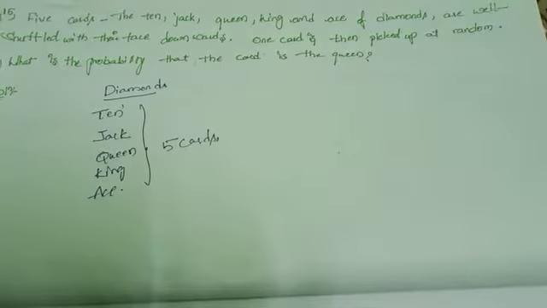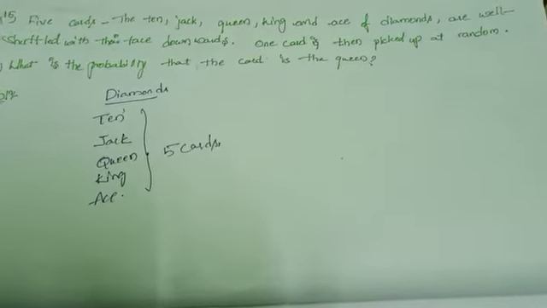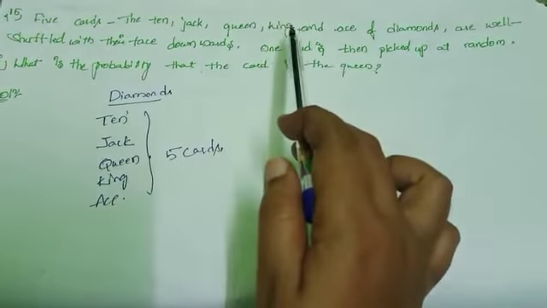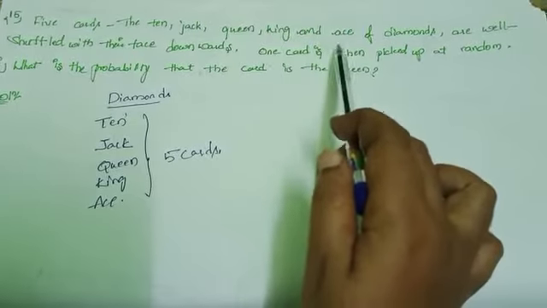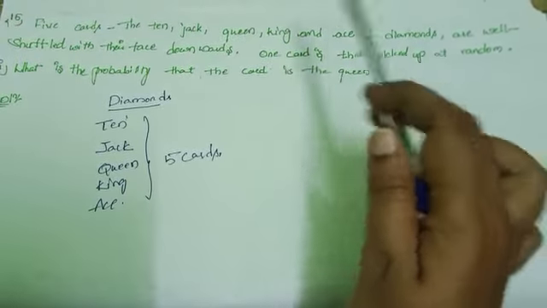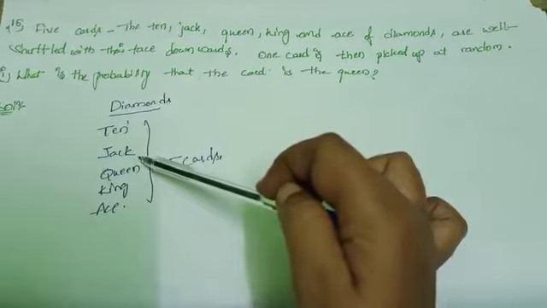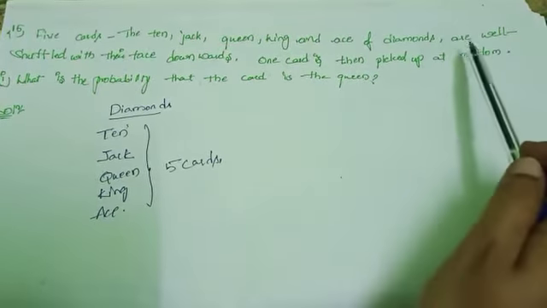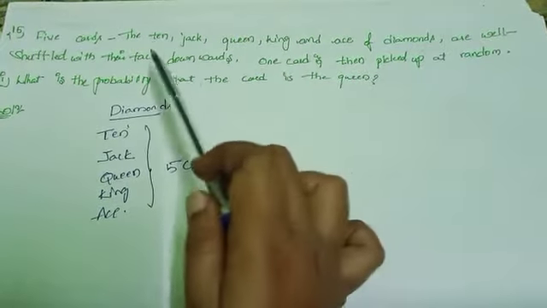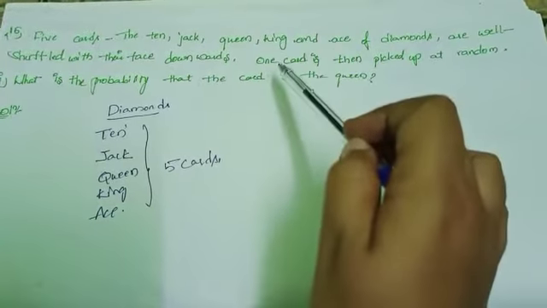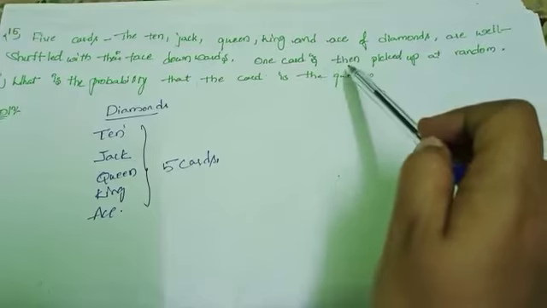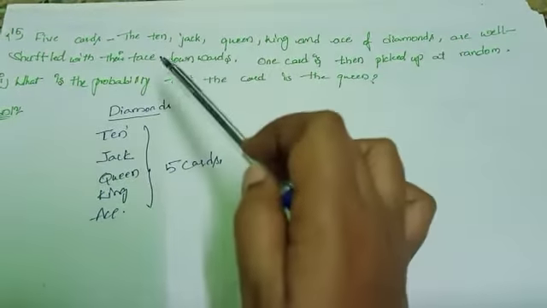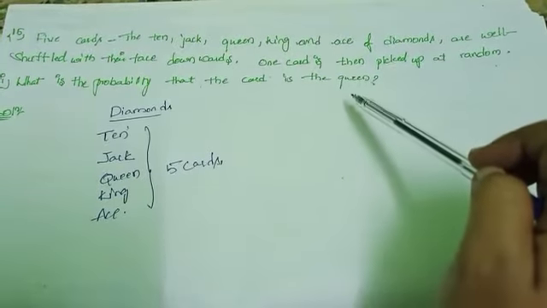Let us see the 15th question in exercise 15.1. 5 cards: 10, Jack, Queen, King and Ace of diamonds. In diamond cards we have 5 cards. They are 10, Jack, Queen, King, Ace. Total 5 cards are well shuffled with their face downwards. One card is then picked up at random. What is the probability that the card is a Queen?